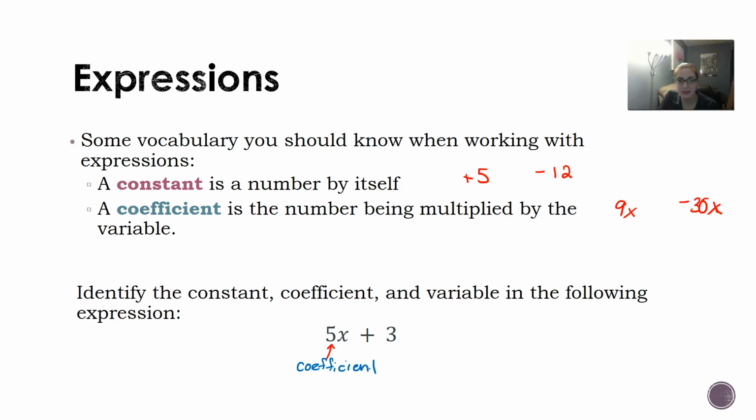I had to change colors because I was not happy with that red. Makes you feel like you're doing something wrong with red.